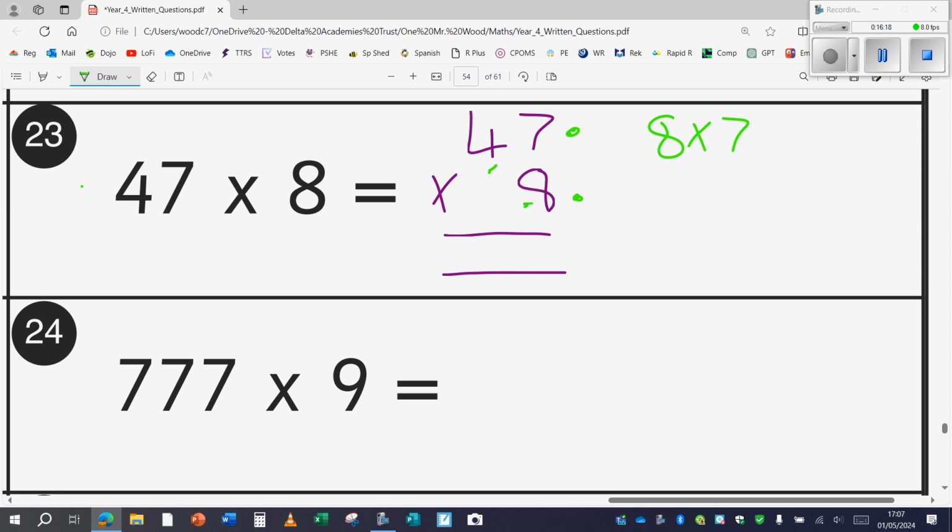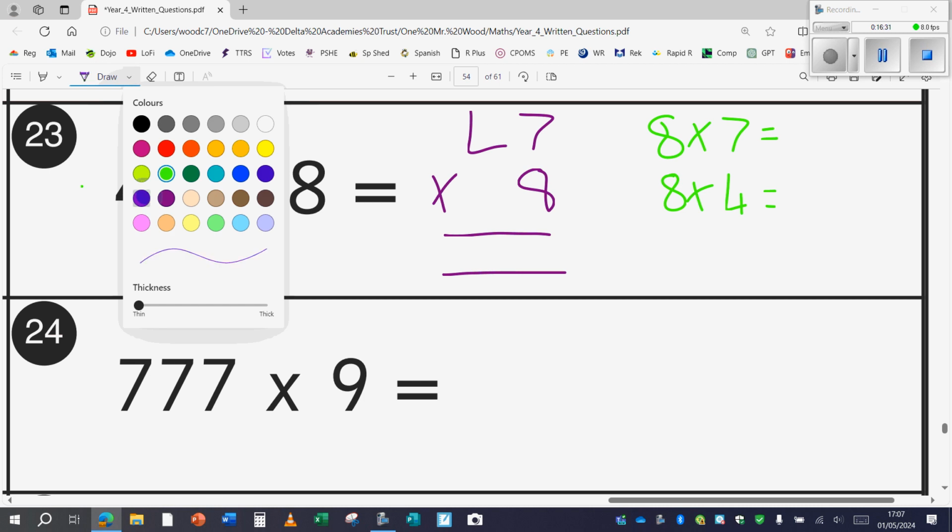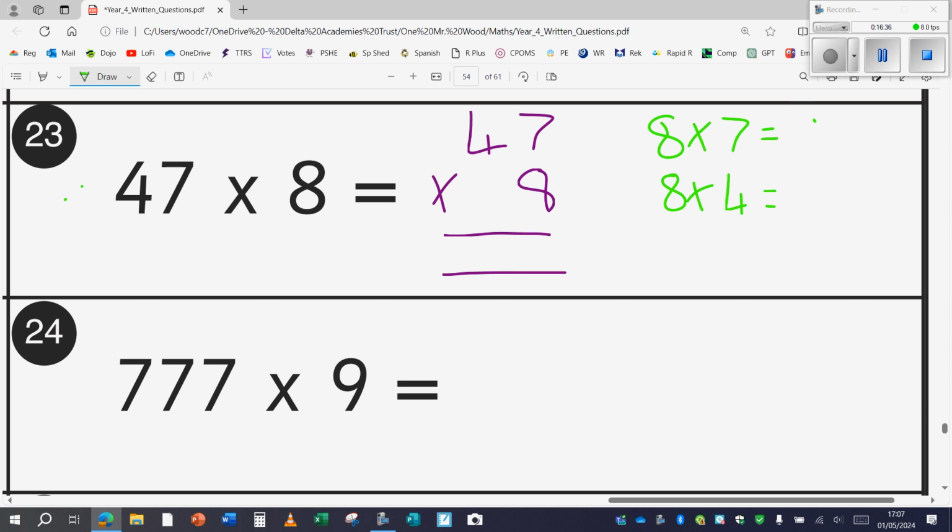And then the bottom one times the top 10, which is 8 times 4. There we go. So 8 times 7 is 56. If the children don't know that, then they can count in their 7s or their 8s, or they can do 8 times 5 and 8 times 2. 8 times 5 is 40, 8 times 2 is 16, and add them together. The next one is 8 times 4. That's 32. They could go 8 times 5 and then take away an 8.